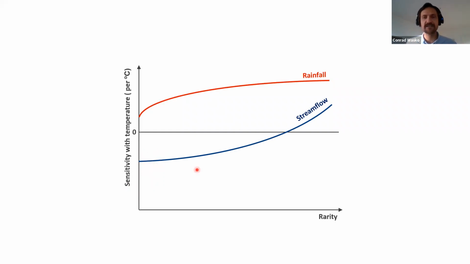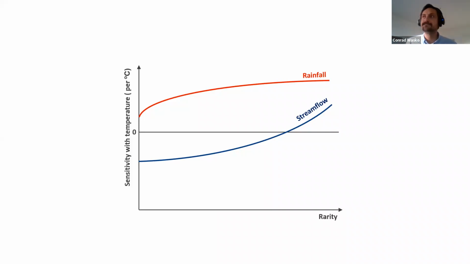This is quite likely due to the fact that there are other things affecting the stream flow, like how dry the soil is before it rains. It's only for these very rare events that they just dump so much rainfall that these other factors that affect the stream flow response won't really matter so much anymore. And so the stream flow or the flood event will respond in kind to the rainfall event.